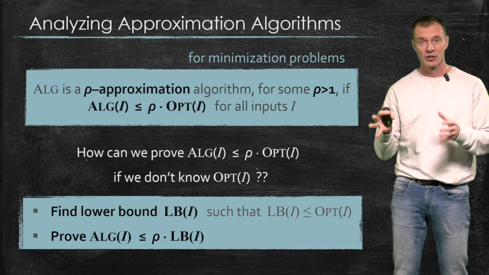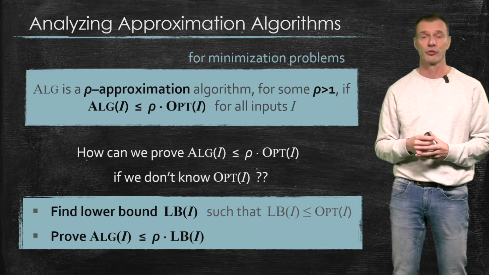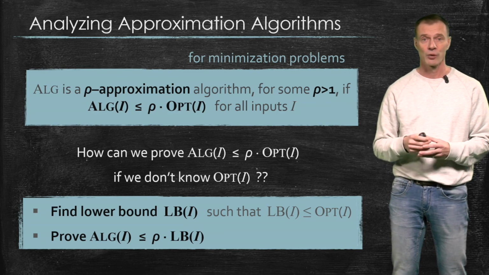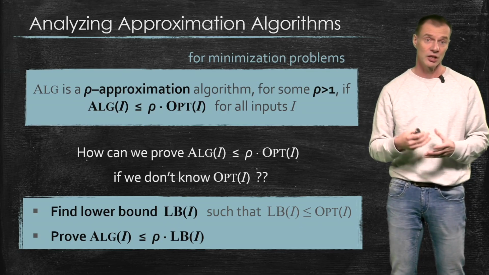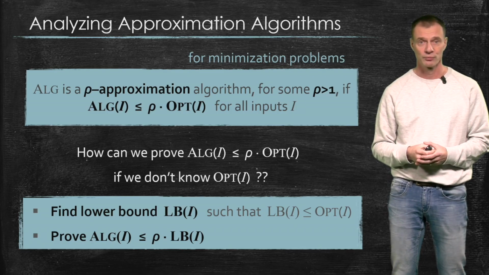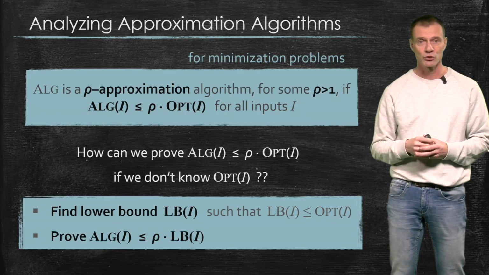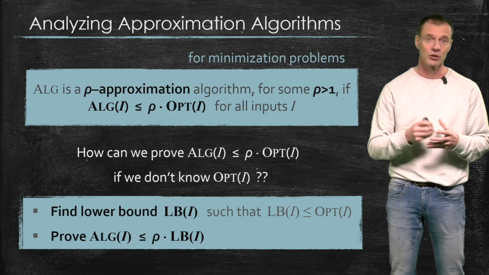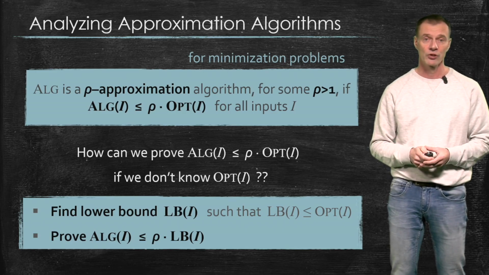Instead of comparing the algorithm to the optimal solution, we're going to look at a lower bound on the value of an optimal solution. And then if we have a lower bound and we can prove that our algorithm is at most rho times this lower bound, then it's also at most rho times OPT. Okay, and this is for minimization problems. For maximization problems, we would need to work with an upper bound on the value of an optimal solution. But here we're going to look at the load balancing problem, which is a minimization problem, so we want to work with a lower bound on the value of an optimal solution.